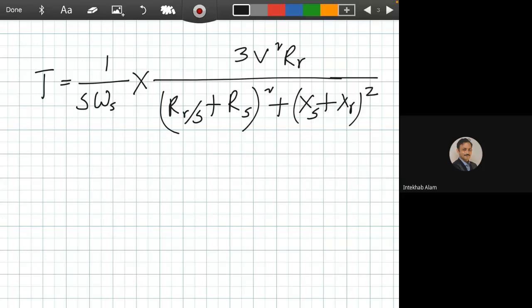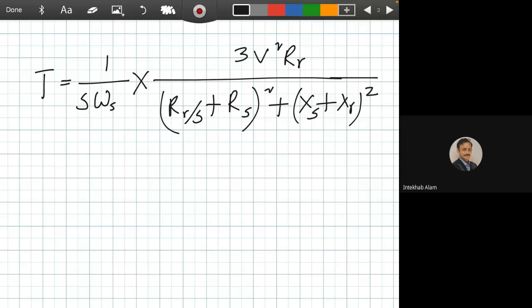Have you ever seen this type of equations? This type of equation, like multiplication of S into omega S and like this. Have you ever seen? Yes, sir. So these types of equations are very common in energy conversion books. You will find this type of equation, and in power electronics books it is also used.